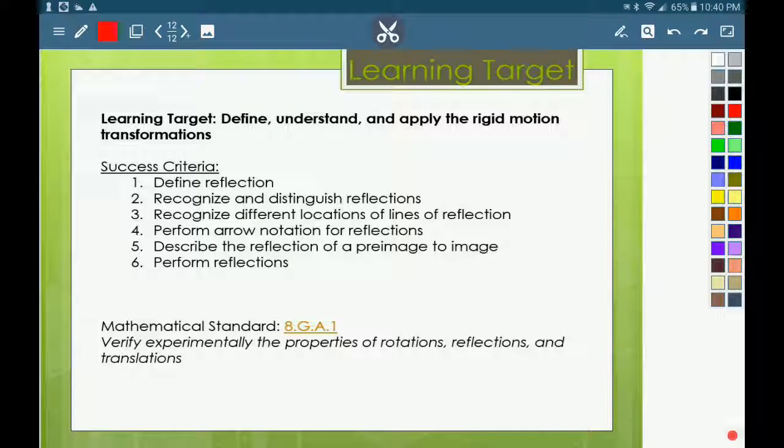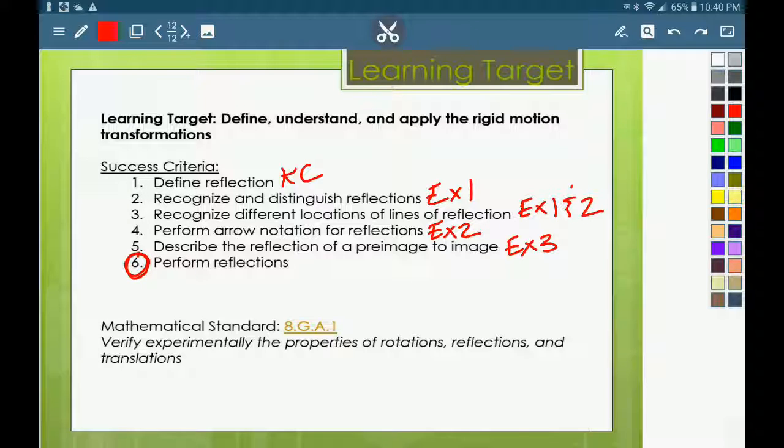All right, that about wraps up our lesson for today. We defined reflection in the key concept. We recognized and distinguished reflections in the very first example. We also recognized different locations of lines of reflections. That would have been in example 1 and in example 2. And we also performed arrow notation for reflections. That was specifically in example 2. We described reflections of pre-image to an image. That was example 3. And then we're also going to really focus on the 6 success criteria. Tomorrow we're going to perform a lot of reflections. So go ahead and start your homework.